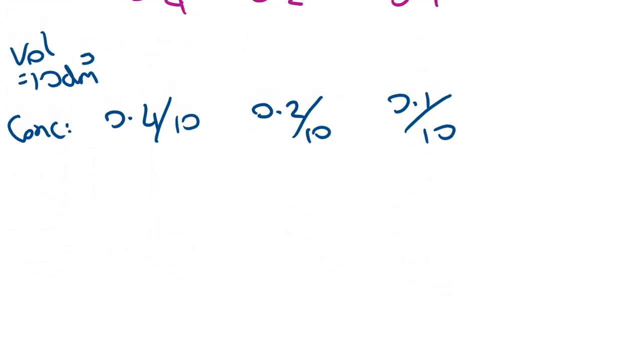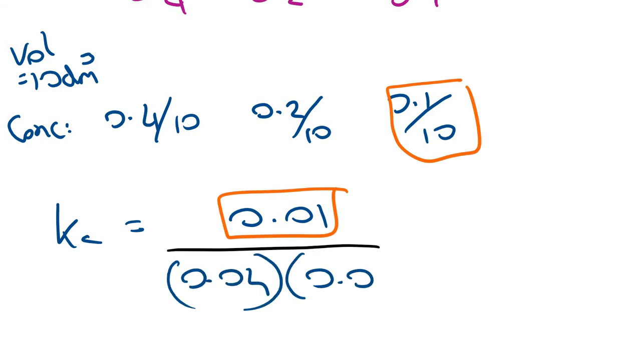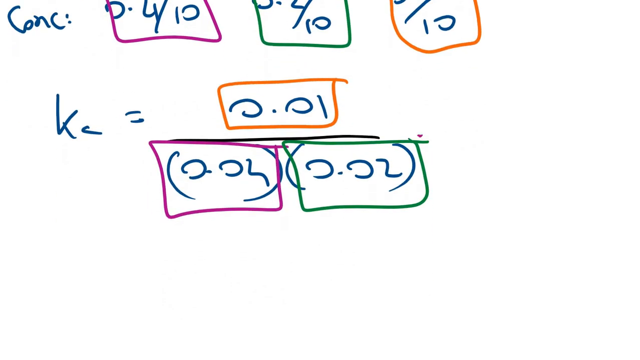So how do I work out Kc? Kc is equal to 0.01, which is this figure here, divided by 0.04 times 0.02, which are these two figures here. And that gives me a result of 12.5.